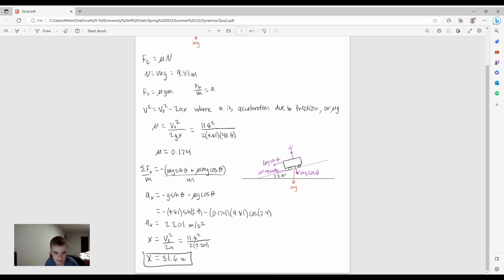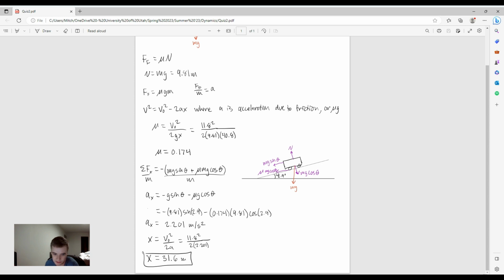So then with this free body diagram, we know that the gravity that's parallel to the incline will be helping out the friction force in this case. So the sum of the forces is both of these in the same direction.